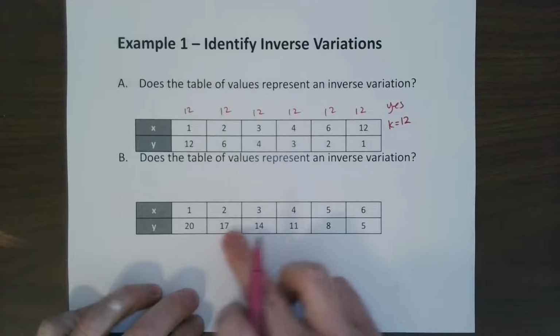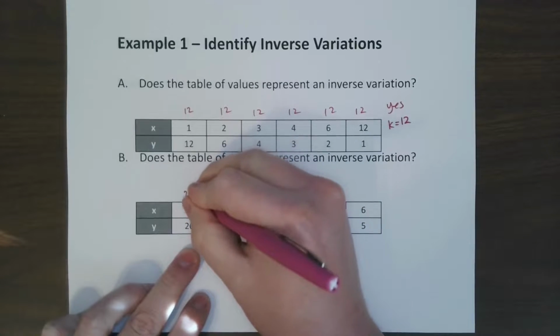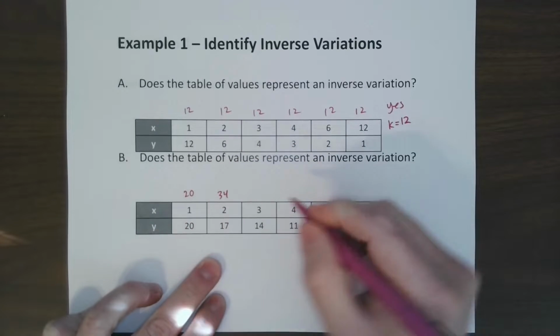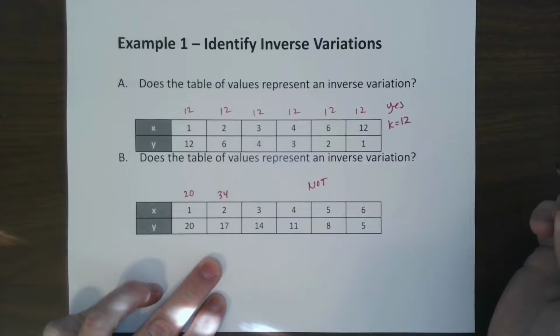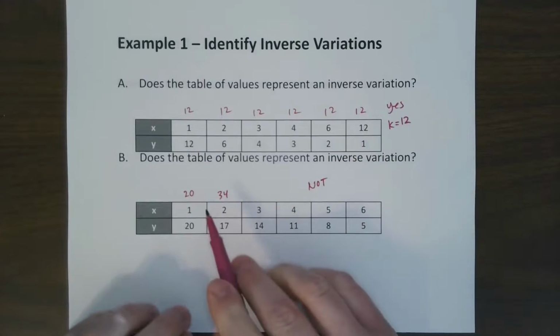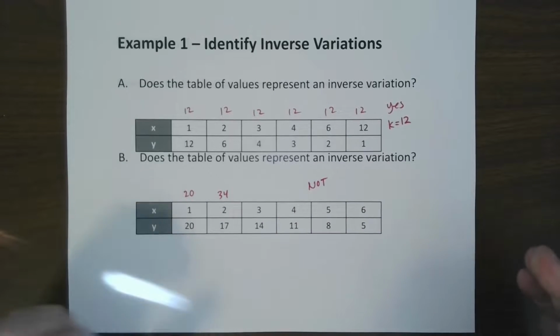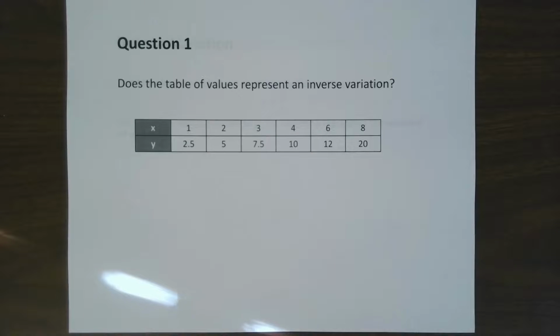So to see if this one's an inverse variation, we do the same exact thing. 20 times 1 is 20. 17 times 2 is 34. Since those are not the same, this is not an inverse variation at all. And you can see it follows that as it increases, it decreases, but it just doesn't work. Go ahead and see if this table represents an inverse variation.